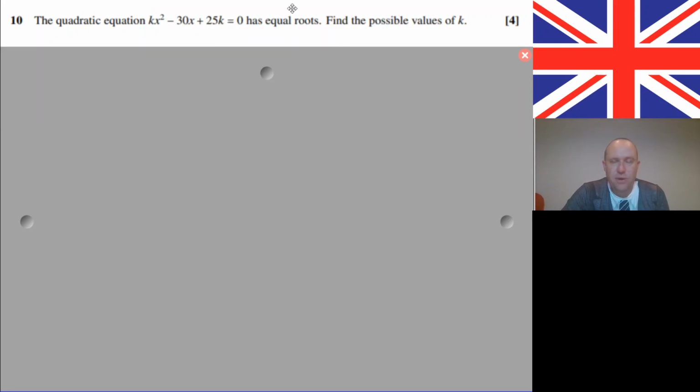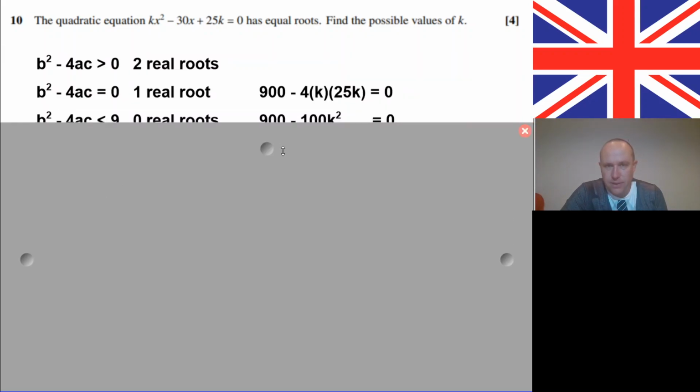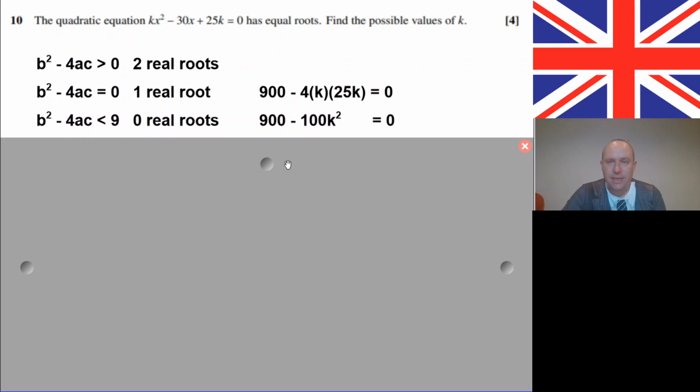Tough question here, one we often forget, and I think this comes back to chapter 4. Here's an equation, show that it has equal roots. So the key part for this question is this fact here. We're actually looking at the discriminant of this question. So we have 2 real roots, 1 real root, and 0 real roots. Now the 1 real root is, we actually have 2 roots, but it's the same root. So when it says something has equal roots or identical roots, then we're looking at this case here.